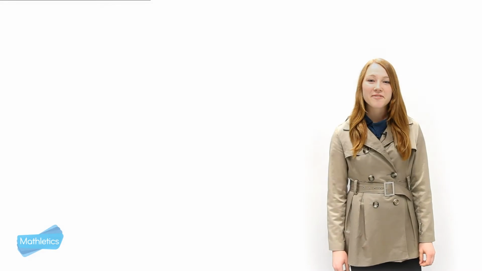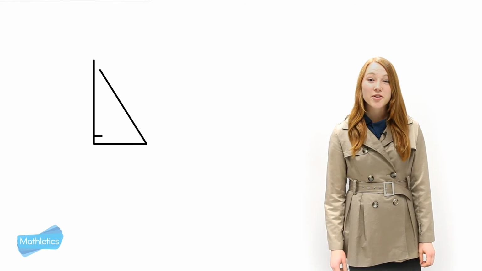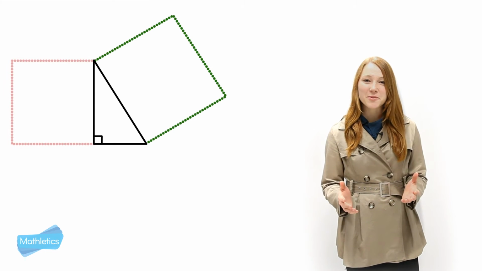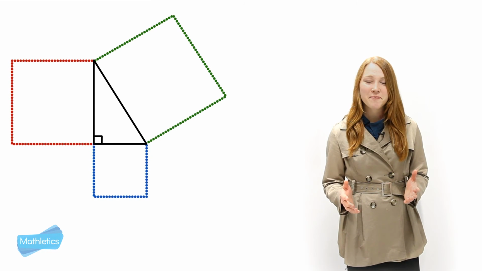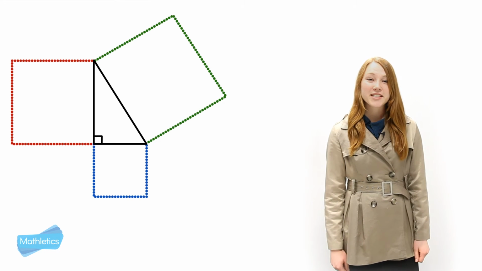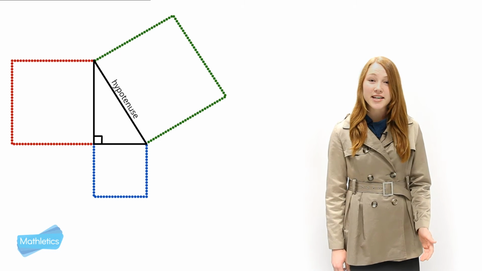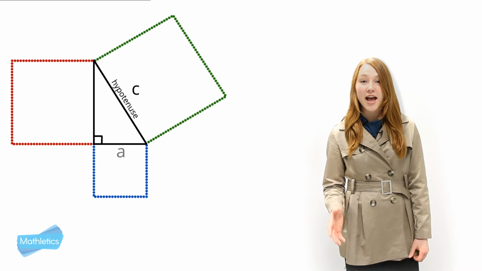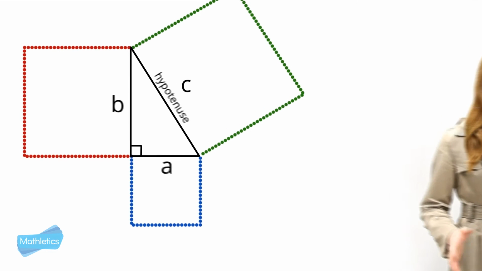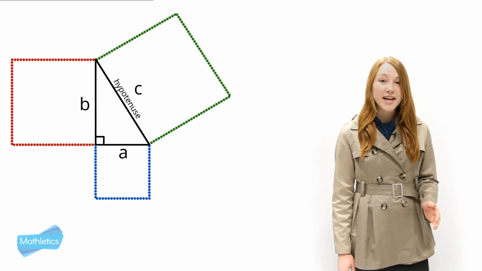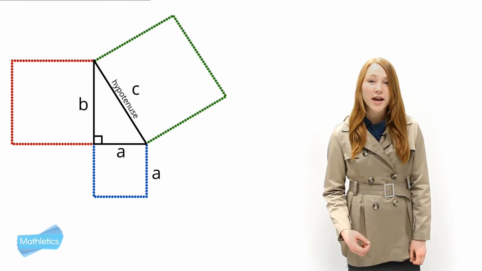It turns out that for every right-angled triangle, the square of the length of the longest side is equal to the sum of the squares of the 2 shorter sides. We can write this fact out using symbols. If we label the longest side, the hypotenuse, as C, and the 2 shorter sides as A and B, it doesn't matter which side we label A and which we label B, as long as we remember to label the hypotenuse as C.